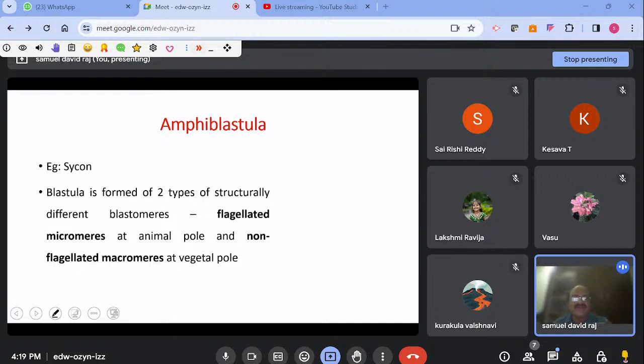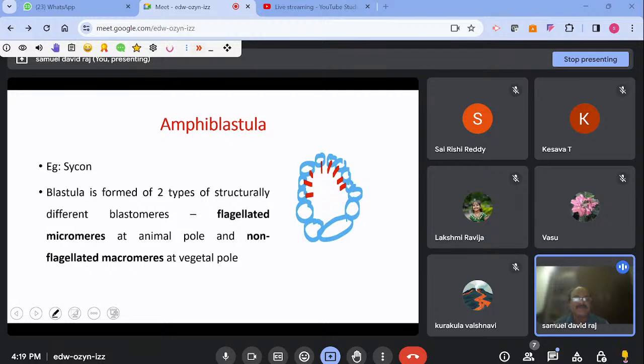Amphiblastula is the one that is present in Sycon. So it shows holoblastic unequal cleavage resulting in micromeres and macromeres in the blastula stage. But these micromeres show flagella towards the inside. After this, towards the vegetal pole, the macromeres show a large opening.